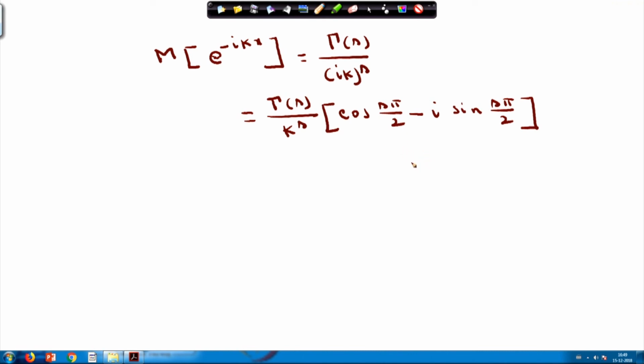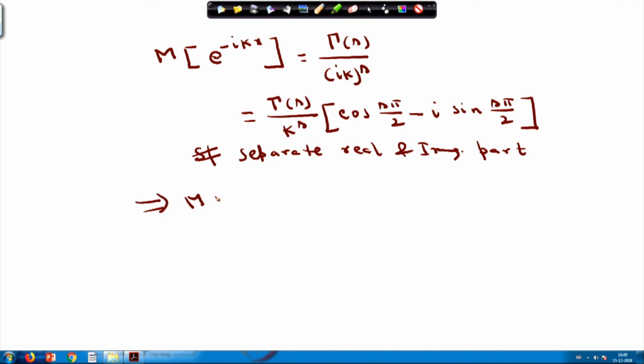So, from here if I take the real and imaginary parts, because e power minus i k x I can write in cos k x and sin k x format. So, if I equate here, if I separate the real and imaginary parts, what will I obtain from here?